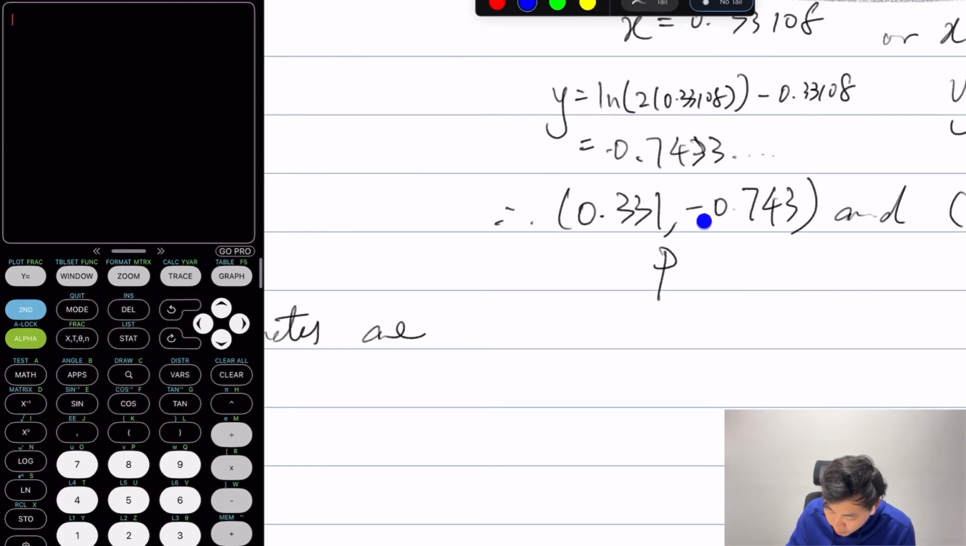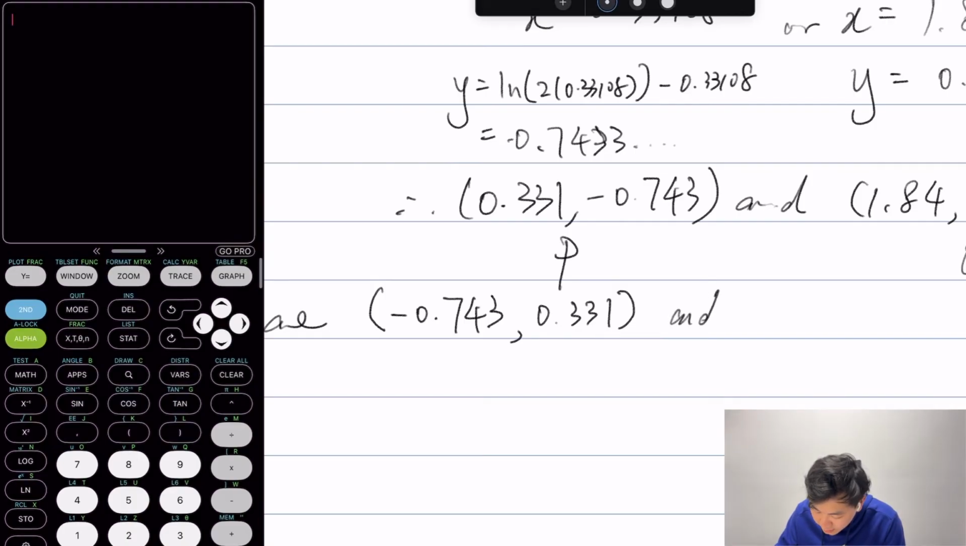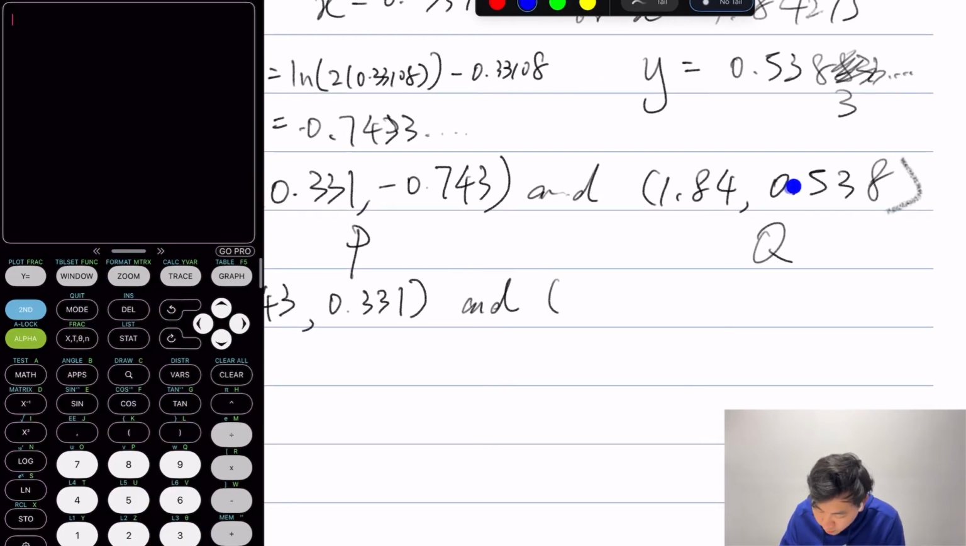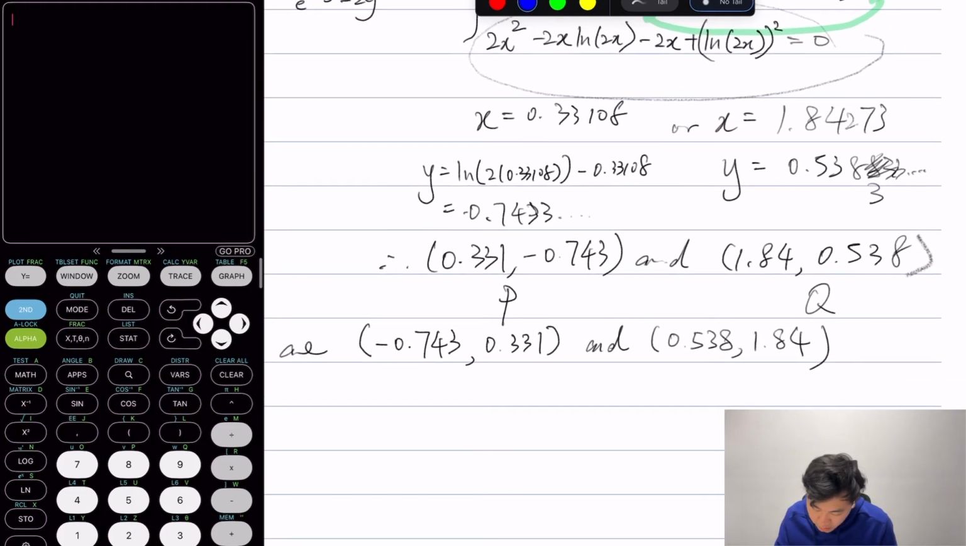So we can then say the coordinates are, we just swap it around. The y coordinate, we write as the x coordinate, which is negative 0.743, comma, and then put the x in the y position, which is 0.331. Okay, the next one is, again, we put the y coordinate of Q as the x coordinate of our answer, and then 1.84 as the y. Okay, that's the answer. We can write it down like this. Sorry, we missed out the negative here. We should put a negative here. Okay. Yep. That's going to be the answer as of now.